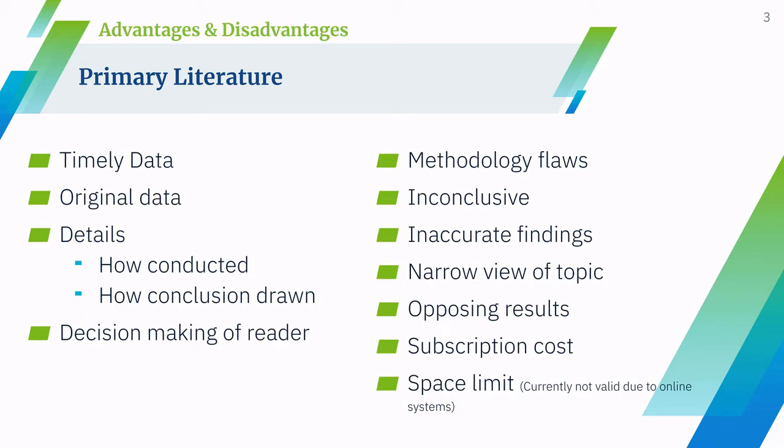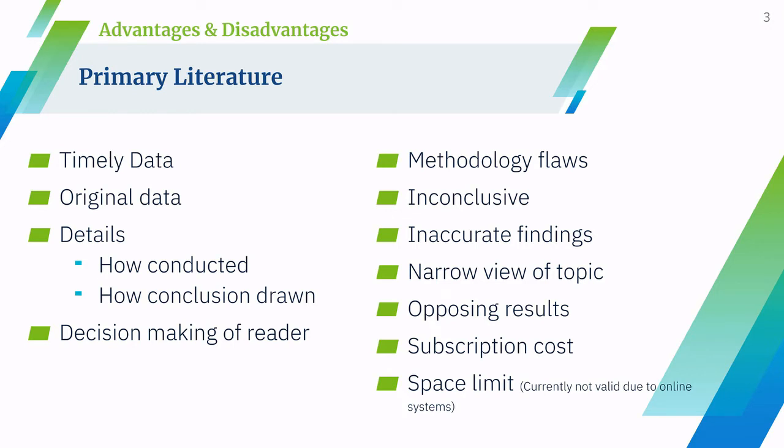The primary literature serves as an avenue for timely and original data. The primary literature provides the reader with the details of how the study was conducted and how conclusions were drawn. This allows the reader to analyze and evaluate the methods of the study to determine if they are standard of care for the diagnosis and treatment of the disease and applicable to the patients in the reader's clinical practice.